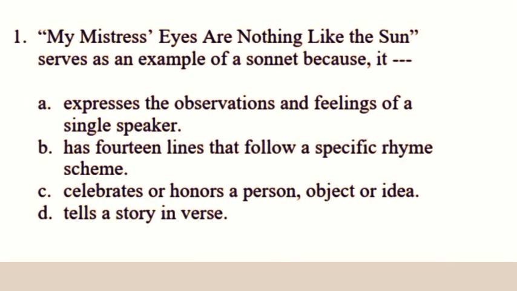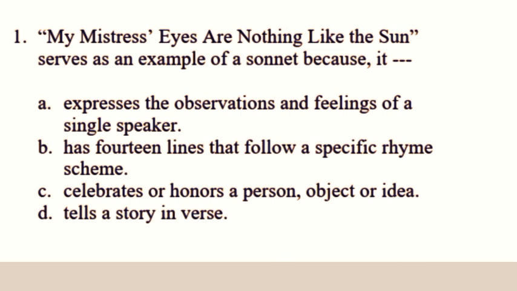Question number one. My Mistress's Eyes Are Nothing Like the Sun serves as an example of a sonnet because it ... The options are A. Expresses the observations and feeling of a single speaker. B. Has 14 lines that follow a specific rhyme scheme. C. Celebrates or honors a person, object or idea. And D. Tells a story in verse.